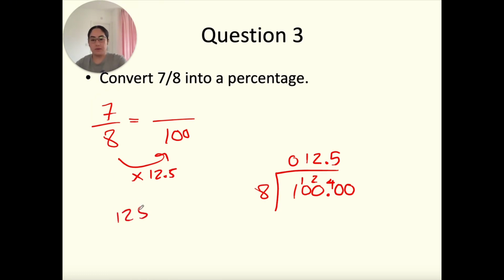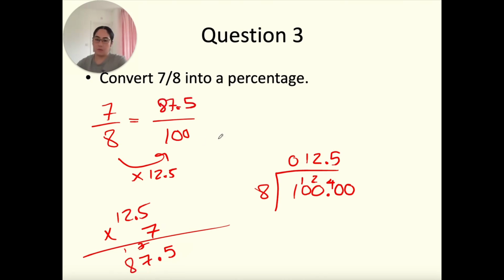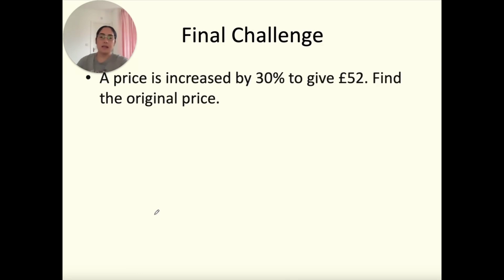So I'm going to do the same thing to the 7. 12.5 multiplied by 7. I'm going to ignore the decimal to begin with, and I'm just going to multiply. 7 times 5 is 35. I'm going to carry the 3. 7 times 2 is 14, plus the 3 is 17. 7 times 1 plus the 1 I've carried over is 8. Originally we multiplied by 12.5, and there's one number after the decimal, so I'm going to go one number in and place my decimal point there. So the answer is 87.5 over 100, which is the same as 87.5%. Hope that makes sense.